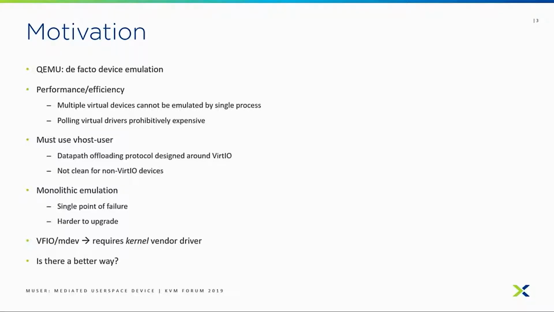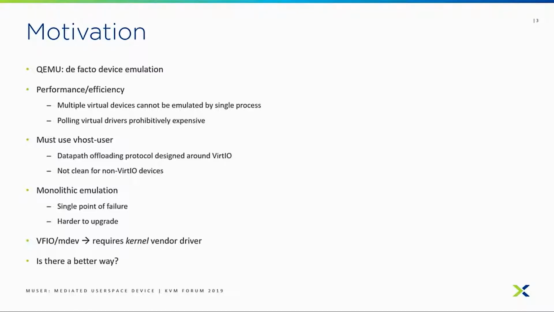Also, if emulation for a particular device fails in QEMU because of a bug, then there's nothing we can do to fix it. The VM's gone bust. And finally, it is impossible to upgrade emulation for a particular device in a guest without effectively restarting the entire QEMU process, for instance, by live migrating the guest. And this can be a very risky procedure.